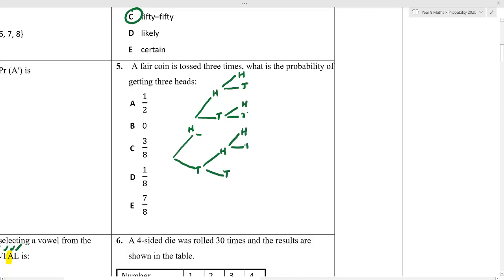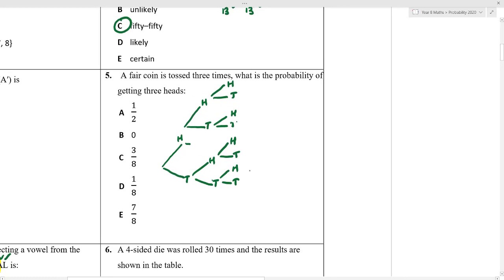Hopefully you're doing this as we go, girls. Hopefully you're not just watching. You should be doing this as you go. So when you're revising, you've got to have some working to answer this. You can't just blindly guess away.